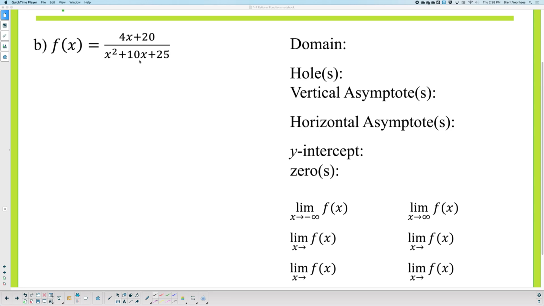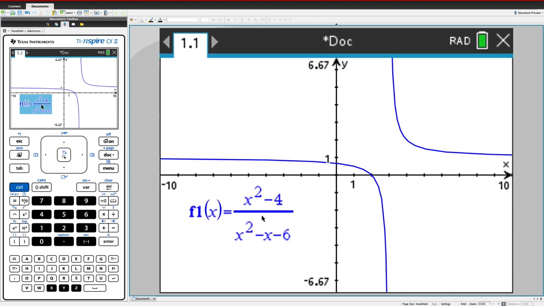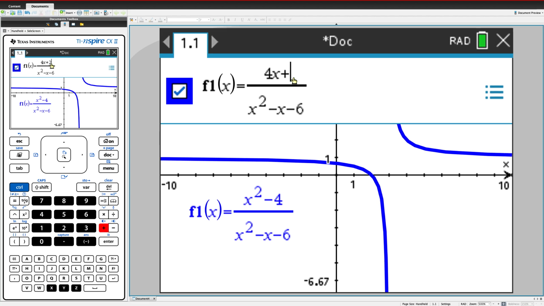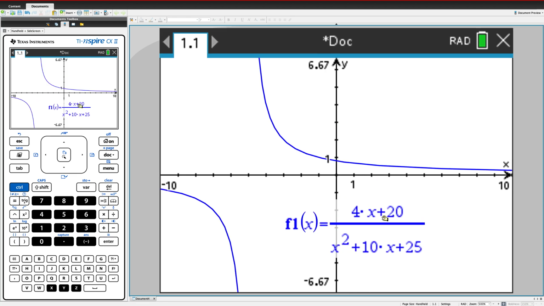Let's go to our graph. 4x plus 20 is the numerator, and the denominator is x squared plus 10x plus 25? All right, so here's our graph that we're going to be working with this time.